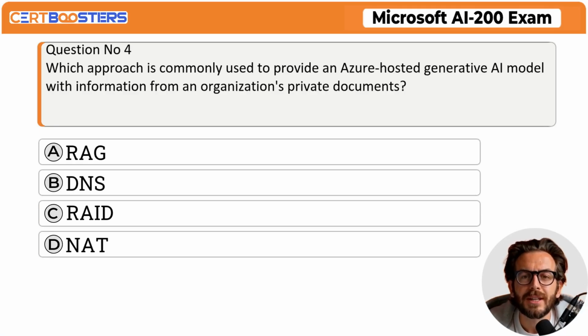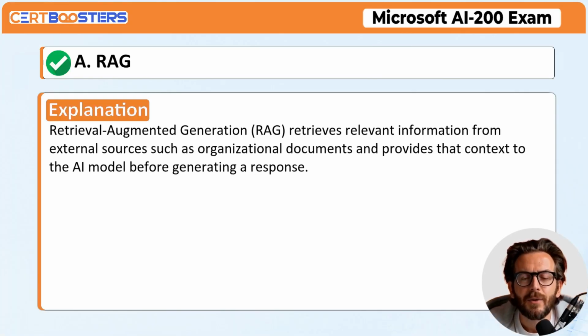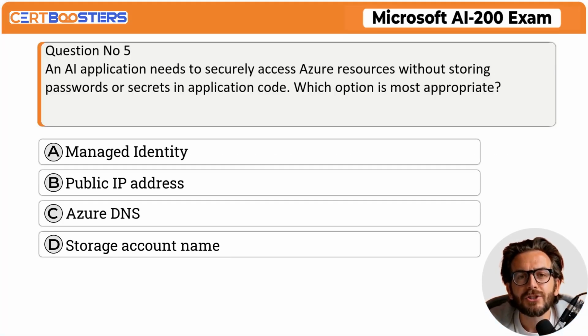Question number 4. Which approach is commonly used to provide an Azure-hosted generative AI model with information from an organization's private documents? A. RAG. B. DNS. C. RAID. D. NAT. Correct answer: A. RAG. Explanation: Retrieval Augmented Generation. RAG retrieves relevant information from external sources such as organizational documents and provides that context to the AI model before generating a response.